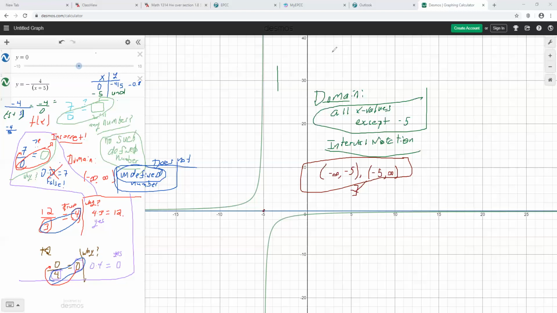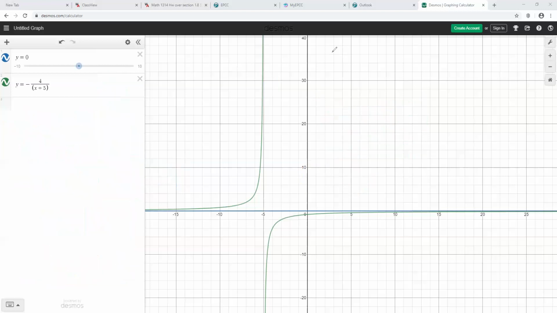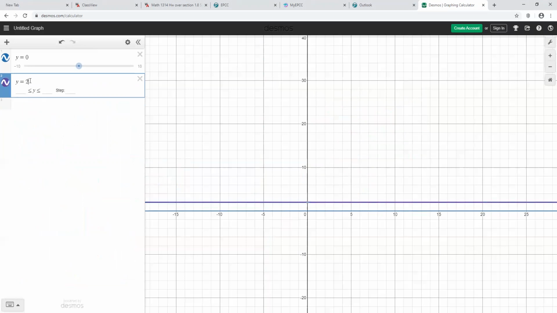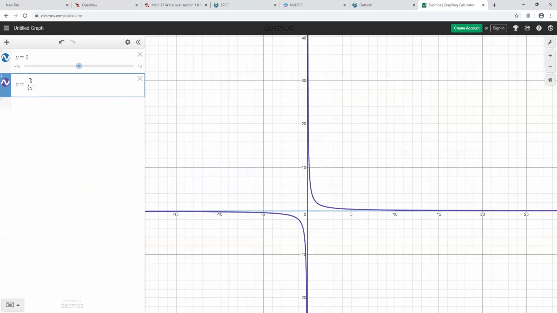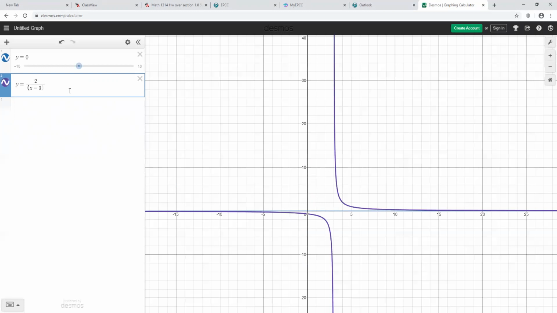Okay, so I'm going to clear all this. And we're going to go back. So then, Griselda, what do you think would happen on one more? And then it should be hopefully simple for us. What if we had 2 divided by x minus 3? And we want to know the domain of this function.